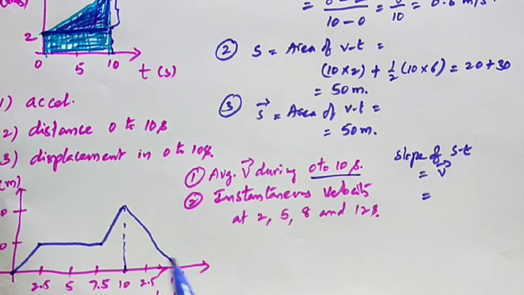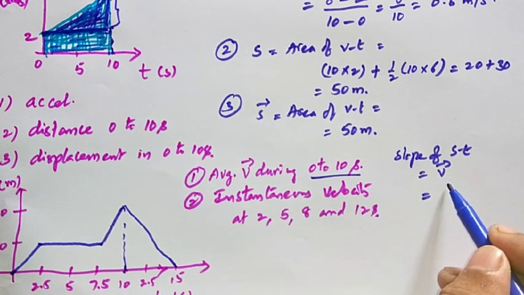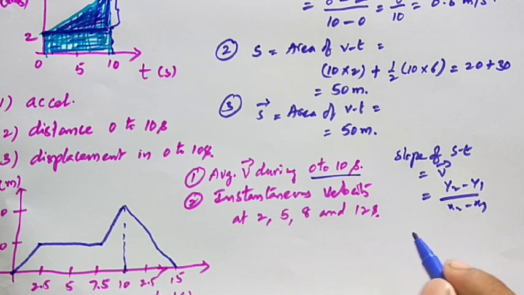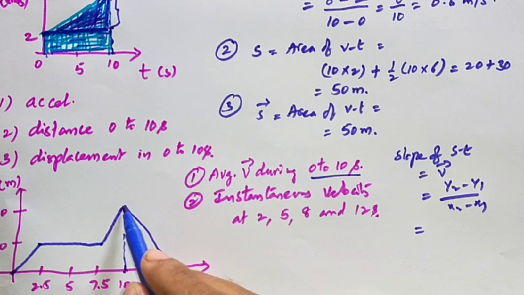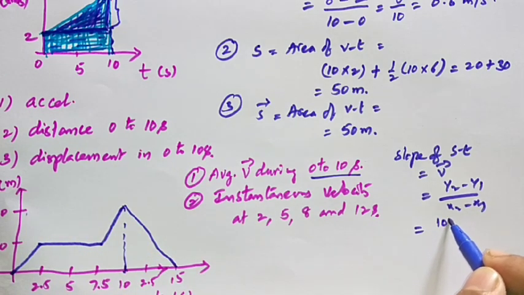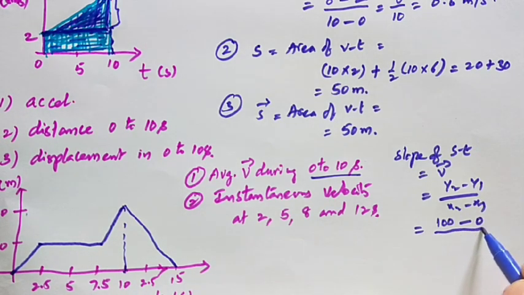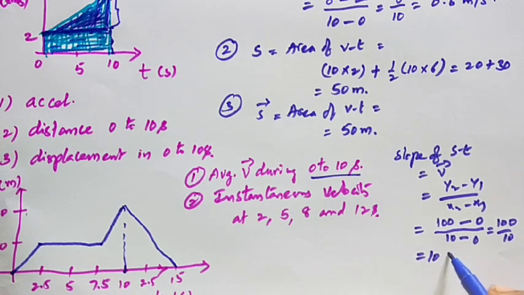Clear? And now it is nothing but y2 minus y1 by x2 minus x1. Yes or no? At 10 seconds what is the value on y-axis? 100 minus at y1 0, by x2 means at 10 seconds minus x1 is 0. How much is this? 100 by 10. 100 by 10 is nothing but 10 meters per second is the velocity, average velocity during this time. Clear?